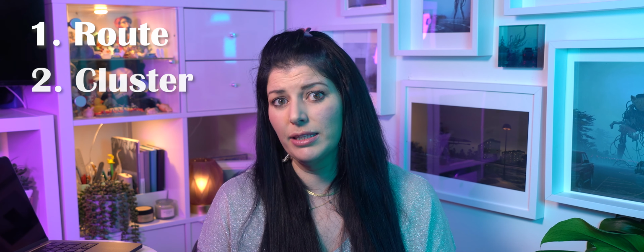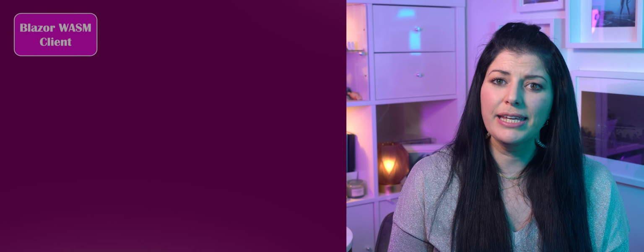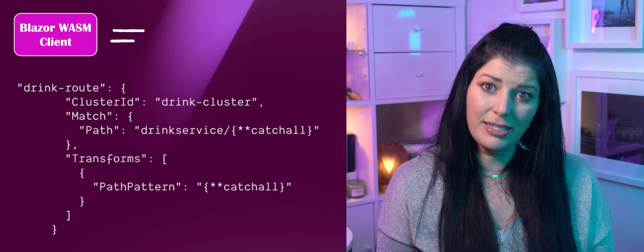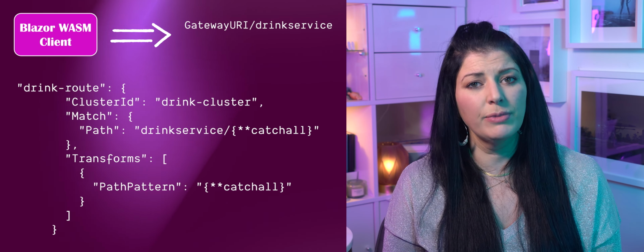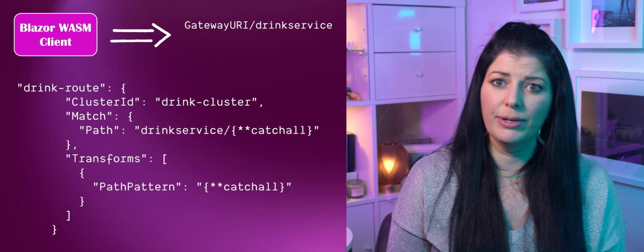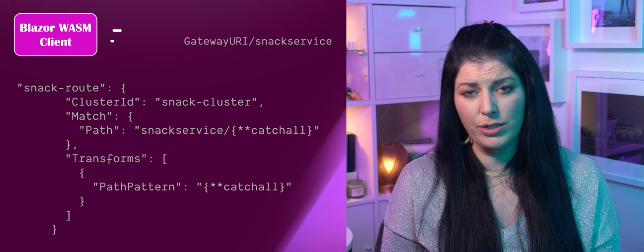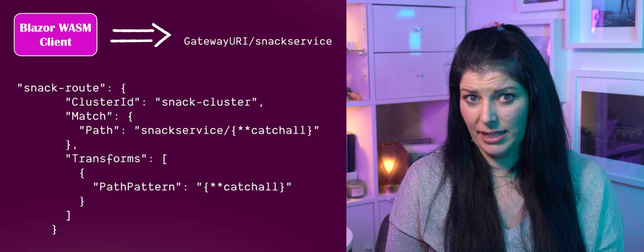We now need to define the configuration in appsettings.json. But what are we defining? YARP is looking for two main things, the first being the route and the second being the cluster. A route is the path an external app is going to send a request to. So in this case, our Blazor WASM client app will call the API Gateway service and send a request to the drink service and the snack service.